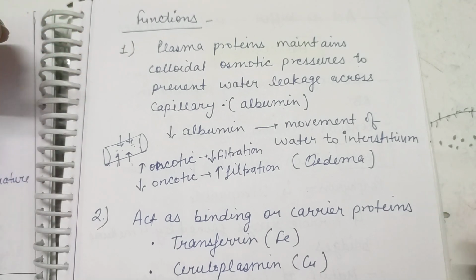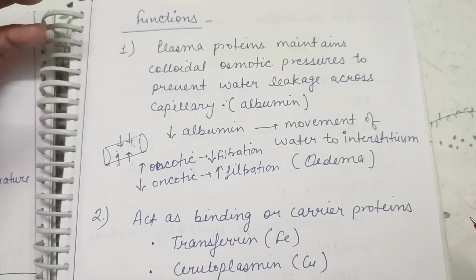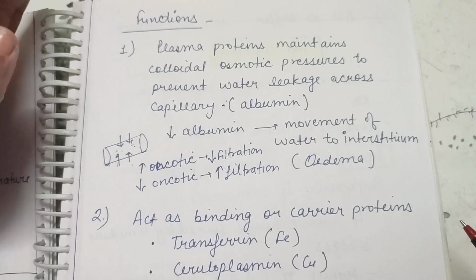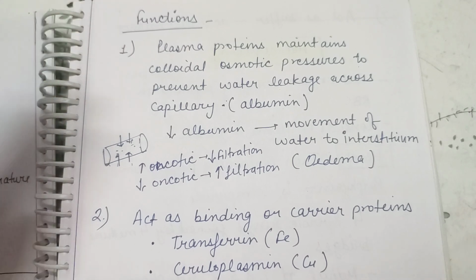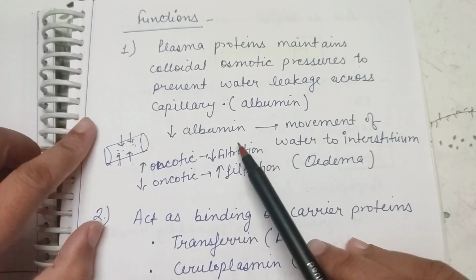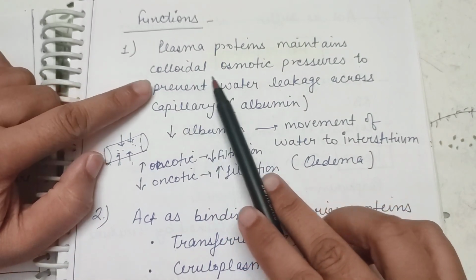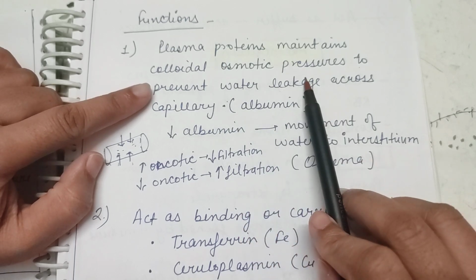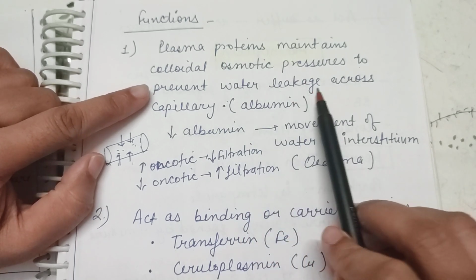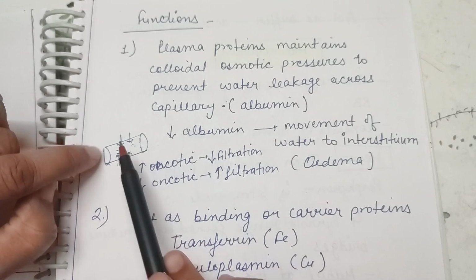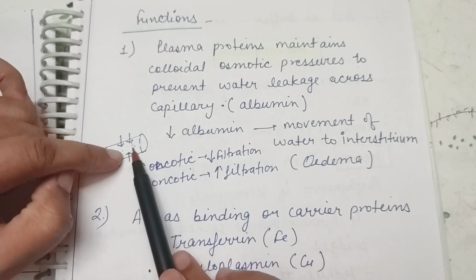So if we enlist the different functions played by these proteins, I'm going to show you the list. Sometimes a question can be asked, what are the functions of plasma proteins? So how do you have to answer that question? I'm going to show you 7 functions of plasma proteins, and this will be your best answer if you write it in the exam. So first, the most important, is that it maintains the colloidal osmotic pressure. Plasma proteins maintain colloidal osmotic pressure to prevent water leakage across the capillaries. If we have protein inside the capillary, it will attract water toward the capillary.